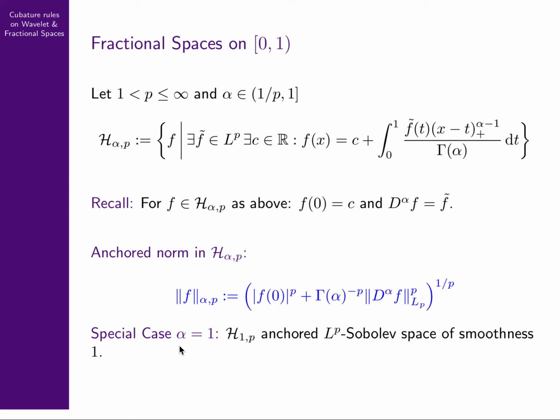And in the special case where alpha is equal to 1, this fractional derivative is simply the usual classical derivative. Then this space, H^1_p, equipped with this norm is nothing but the anchored L_p Sobolev space of smoothness 1, so anchored in 0. So this looks maybe familiar to you, and these fractional spaces with this norm are somehow generalizations of the anchored L_p Sobolev space of smoothness 1.